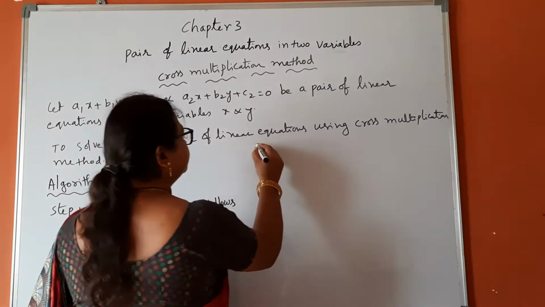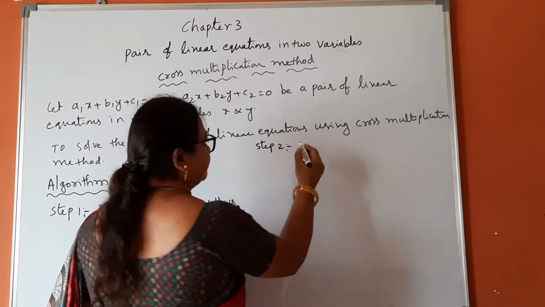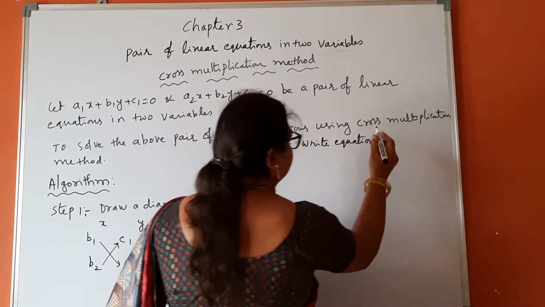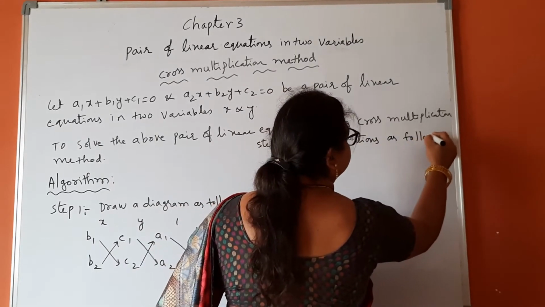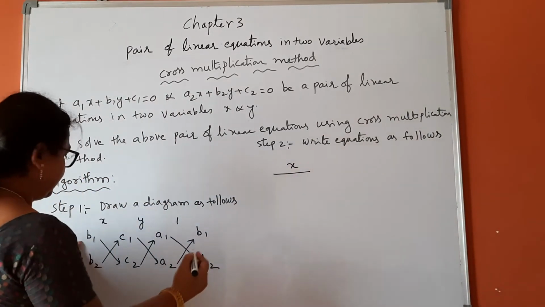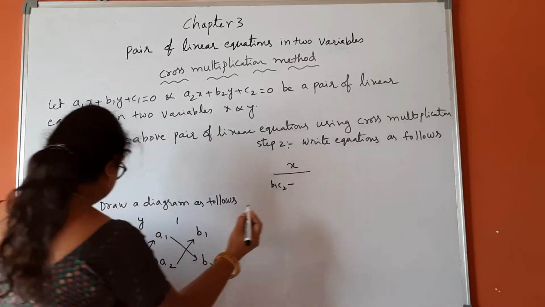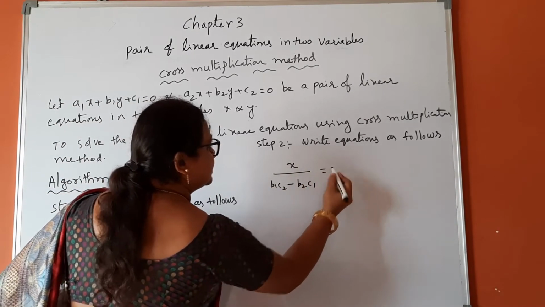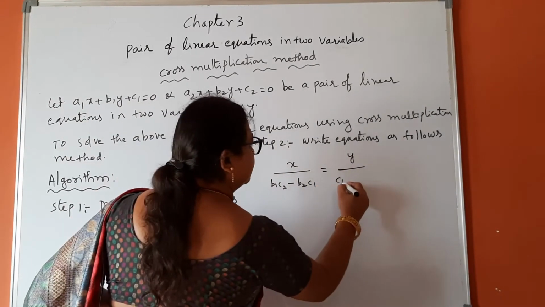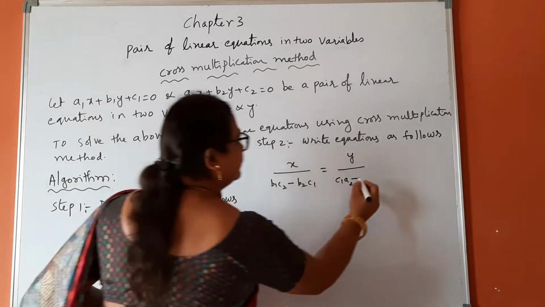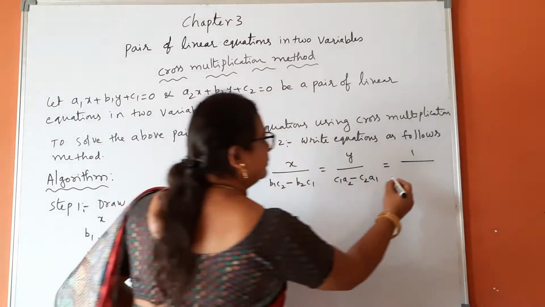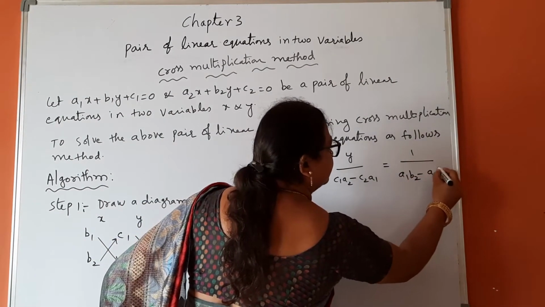Then step 2. Write equations as follows. X by B1 C2 minus B2 C1 is equal to Y by C1 A2 minus C2 A1 is equal to 1 by A1 B2 minus A2 B1.